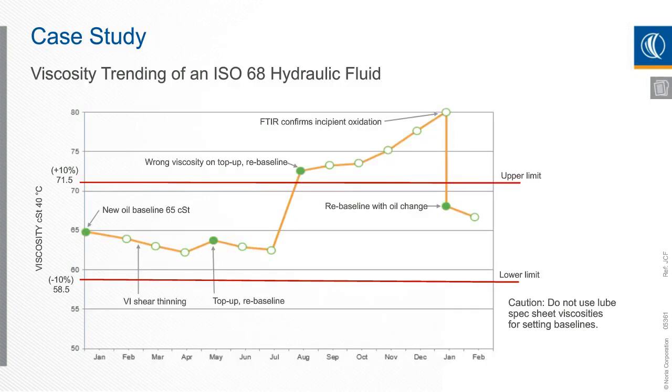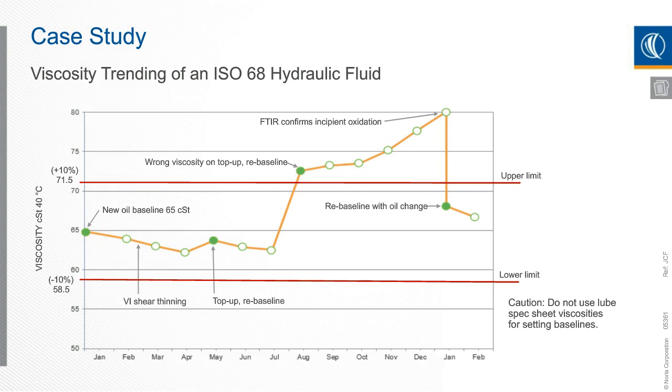So here's a case study showing the viscosity trends of an isoviscosity grade 68 hydraulic oil. Now, the baseline here is showing 65 centistokes. This is a reminder that you want to use a baseline test to know what the viscosity was when you first introduced the oil, not necessarily what the isoviscosity grade says, because those could be a little bit different. Here you're showing the trends occurring.